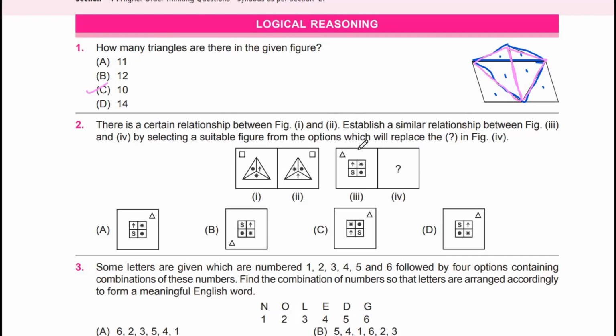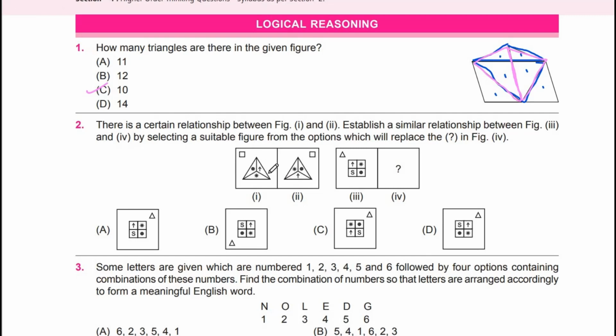So always split your question and understand it. There is some relation between figure 1 and figure 2. So let's see what is the relationship between figure 1 and figure 2. Let's see here. Here there is an outer bigger triangle given. Here also there is a bigger triangle given.